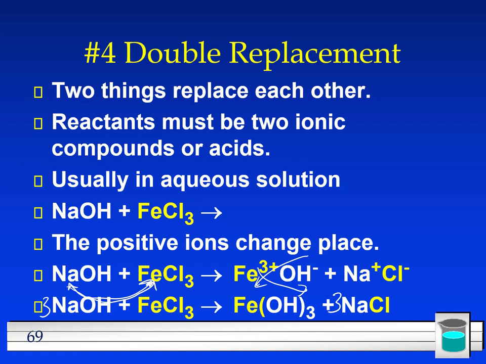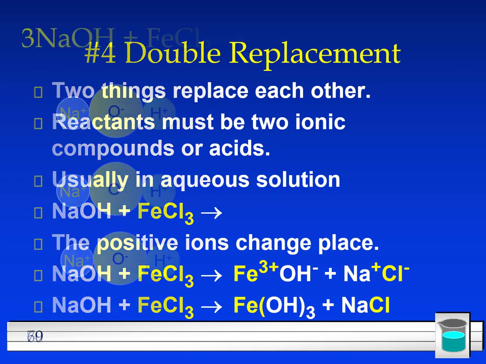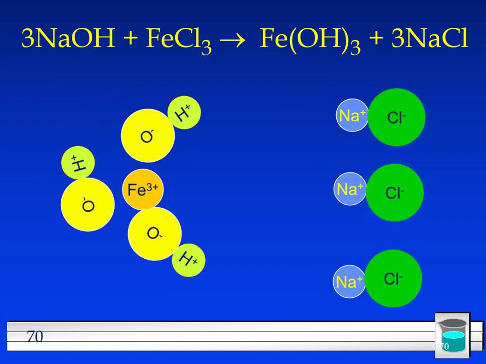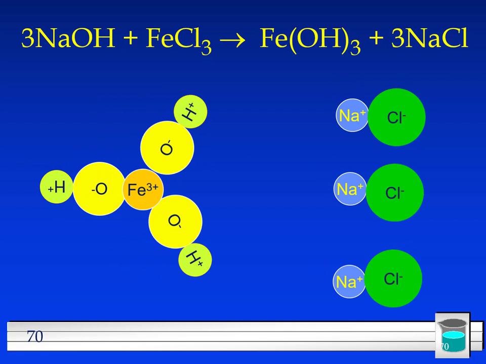The reason it happens is that it gets rid of ions. We get the ions out of there. And there are specific ways, but in terms of square dance, there are our partners. I've got 3 Na+ next to OH-, and I've got an Fe3+ surrounded by Cl-. Then they change partners. So now I've got 3 Na+ next to Cl-, and Fe3+ is next to 3 OH-. Make sense? Hugely different than what we were doing before?